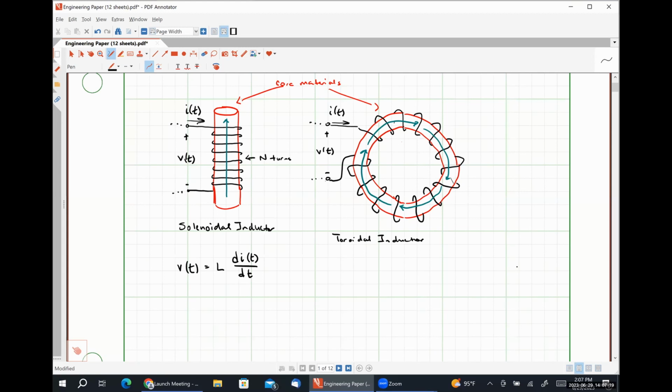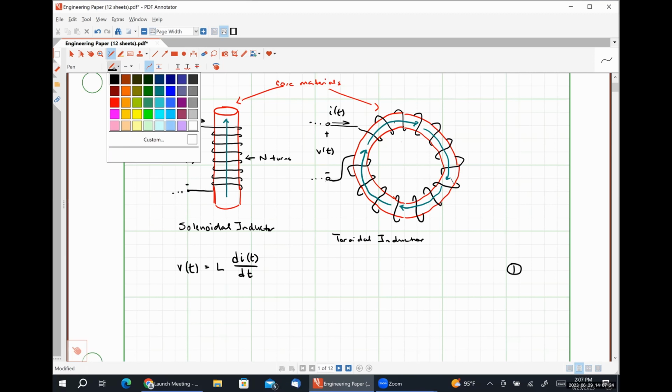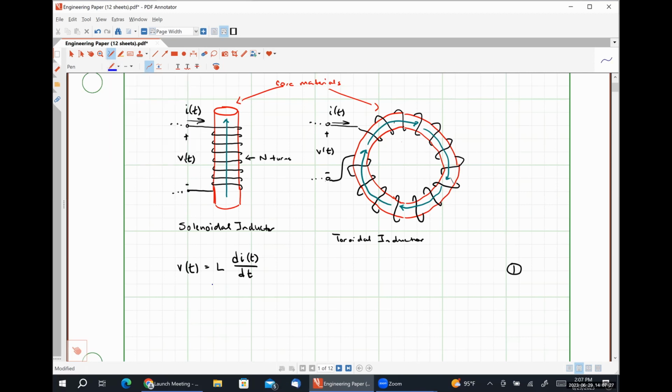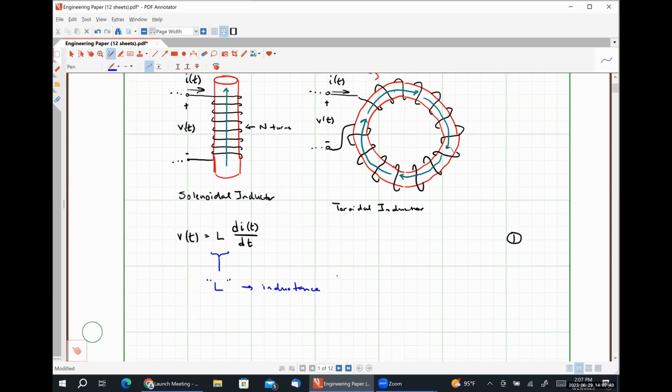This is going to be equation 1. We're going to talk about this in a moment, but I want to explore this concept of inductance really quickly. L is the symbol for inductance, where inductance is measured in volt seconds per ampere, more commonly known as the Henry.